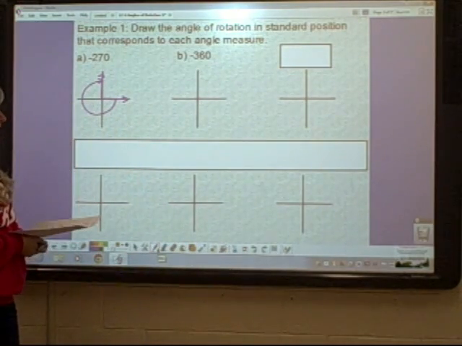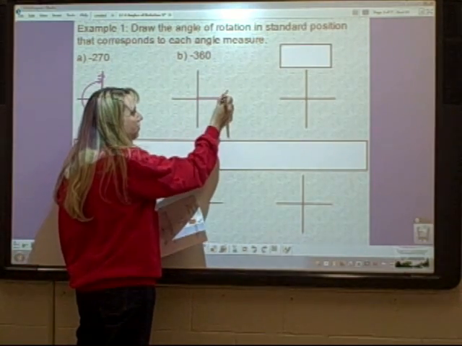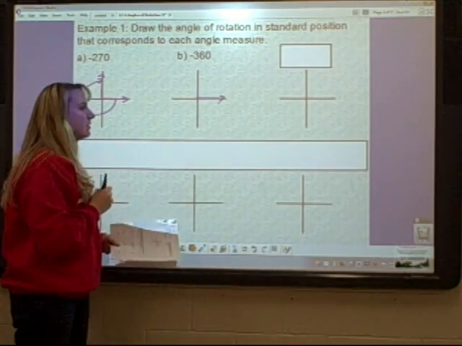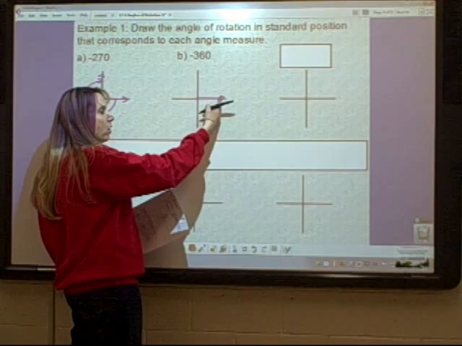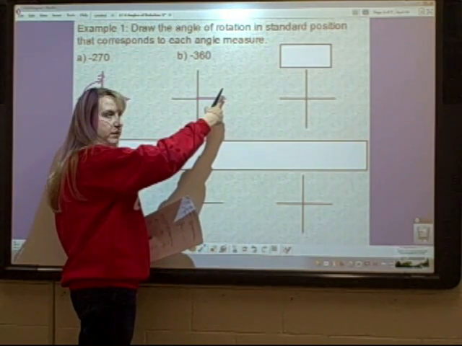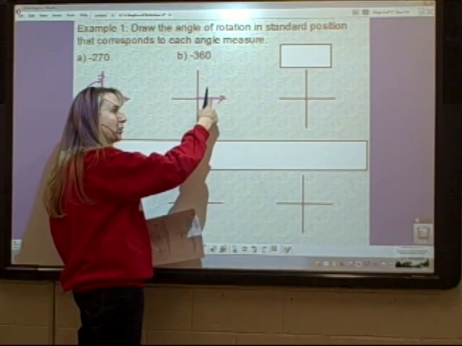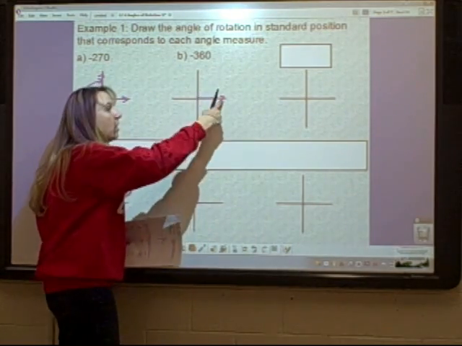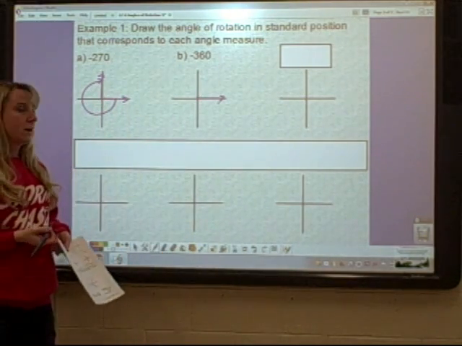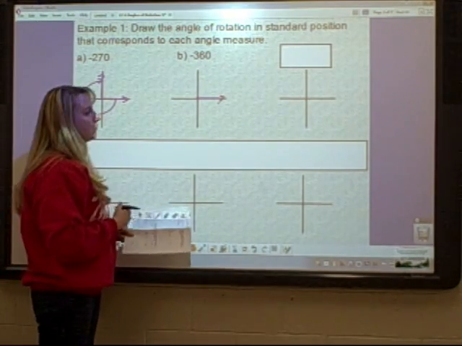Let's look at a negative 360 degrees. I'm going to start with my first angle ray, my initial side. If I went all the way around this counterclockwise, that's a positive 360. But I want a negative 360, so actually its terminating side is going to end on the same exact initial side. But I need my rotation to represent that negative 360.